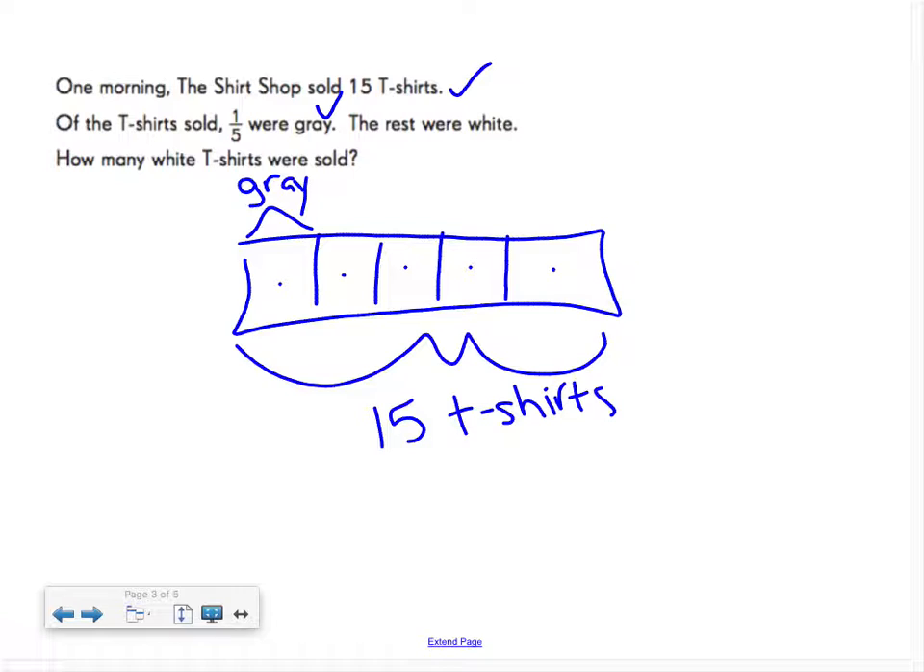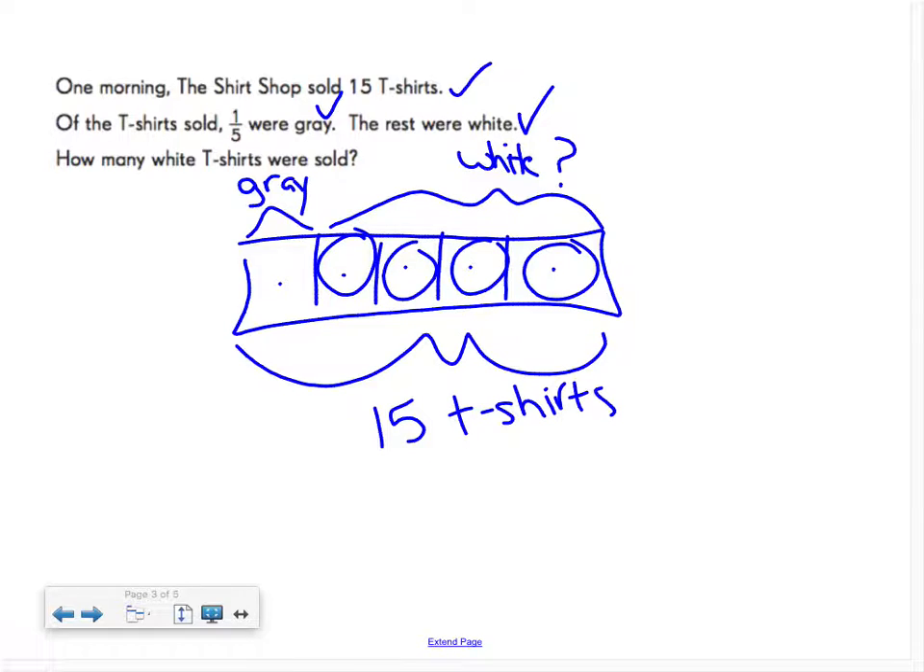Check. The rest were white. Well, all of these must have been white. How many white t-shirts were sold? And this is what I'm trying to find. I'm trying to find how many whites. I do not care how many were gray.